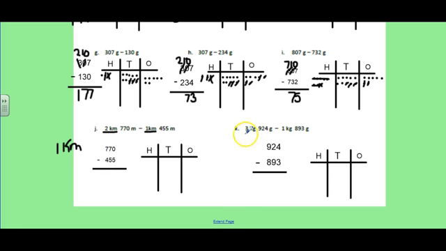And then the same thing for this, we've got 3 kilograms minus 1 kilogram, and so that gives us 2 kilograms, and we'll have to figure out how many grams are going to go with our kilograms, and that's where 924 minus 893 comes in.